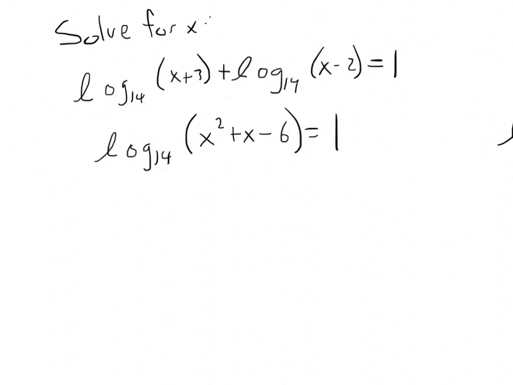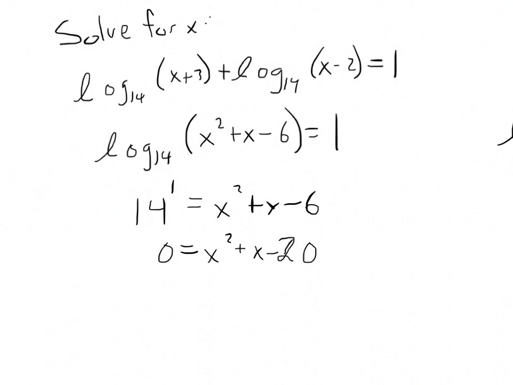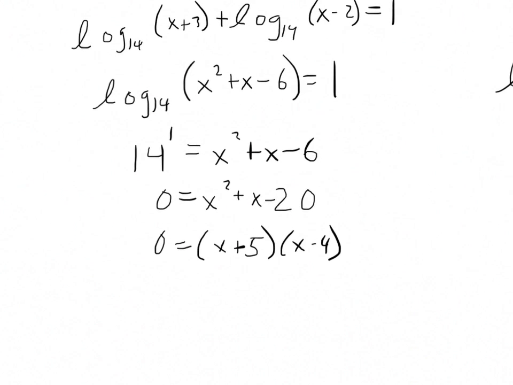There's no reason I can't change the form of this. I can say, okay, this means 14 to the first power equals x squared plus x minus 6. And at this point, we have reduced a crazy addition logarithm problem into basically a factoring problem. If I just move the 14 over, x squared plus x minus, it's actually not minus 6 anymore, now it's minus 20. Let's make that 2 a little bit prettier. Minus 20. And now this can be factored. This is x plus 5 times x minus 4. And so the two solutions are x equals negative 5 and x equals positive 4.